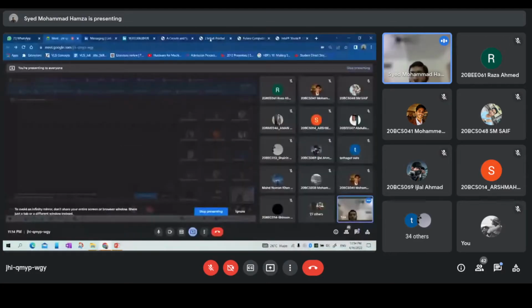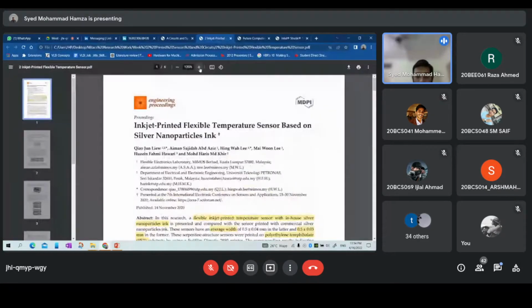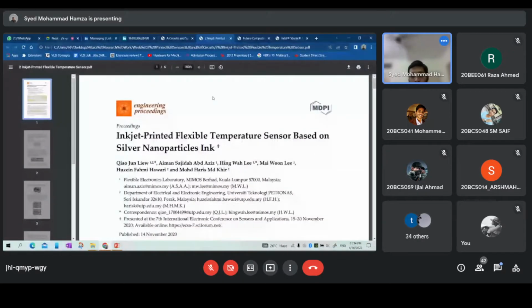So this is the research paper. I'll enlarge it. So this is the title of the paper. What this says is, this is an inkjet printed flexible temperature sensor based on silver nanoparticle ink. So it talks about temperature sensor. The research paper is on temperature sensor.